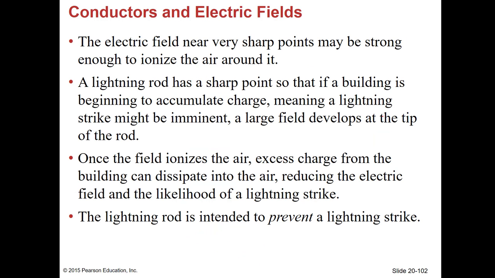Okay. Oh, as it says here, a lightning rod has sharp points so that if the building is beginning to accumulate charge, meaning a lightning strike is imminent, the large field develops at the tip of the rod, ionizing the air and removing the electrons from the rod. It's to prevent a lightning strike. Okay, good. That's probably a better summary than what I said.